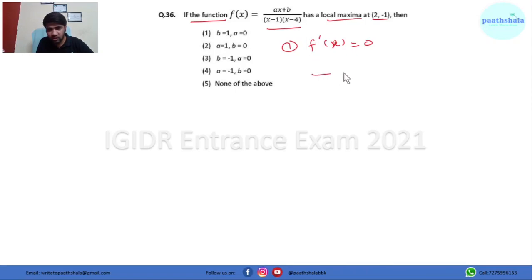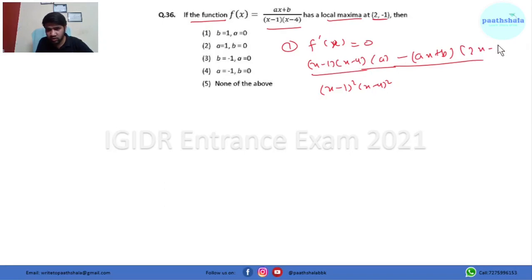So if we differentiate this, this will come out to be (x minus 1) whole square and (x minus 4) whole square. Okay, and this will be (x minus 1) and (x minus 4), and this will be a only, minus, we'll write ax plus b, and we'll differentiate the second function. So if you multiply this, this will come out to be x square minus 5x plus 4. Okay, so this will come out to be 2x minus 5.